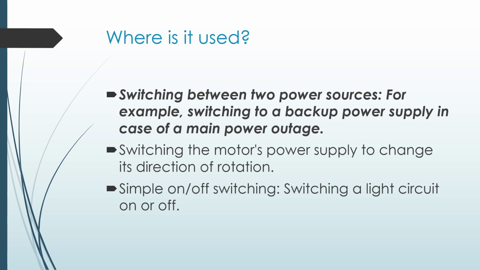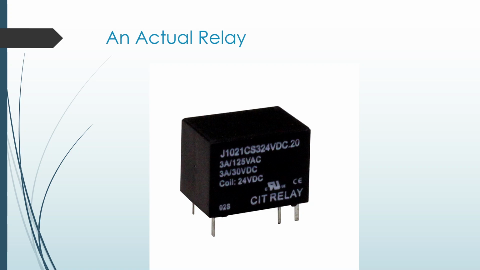So the coil will be controlled by the Arduino, whereas the other part will be switched using the Arduino, but that circuit is not part of the Arduino circuit. This is an actual relay. Normally in your kits you will get a relay like this.